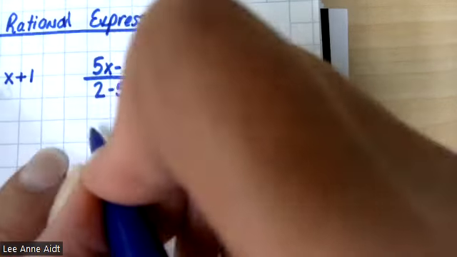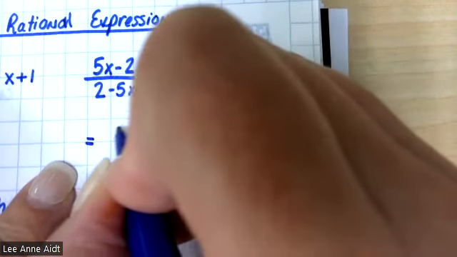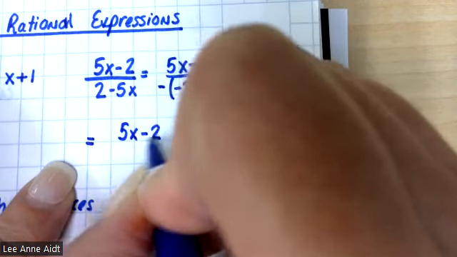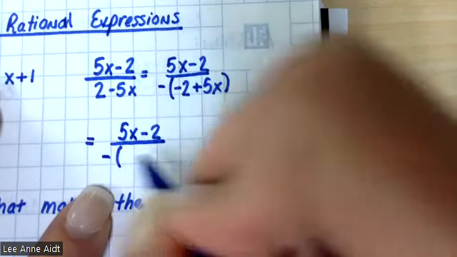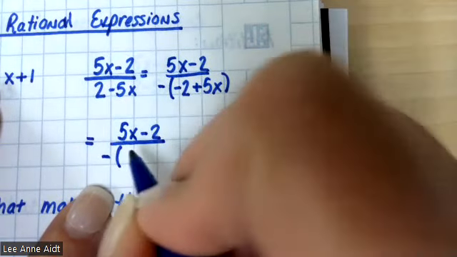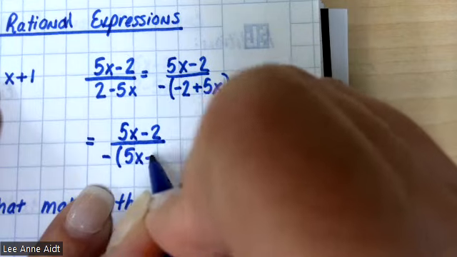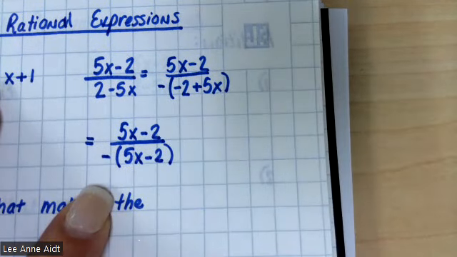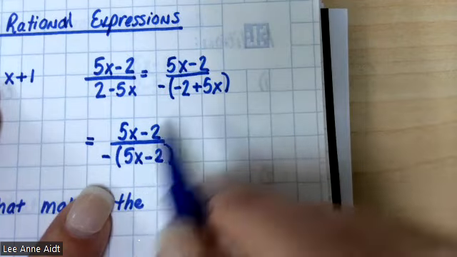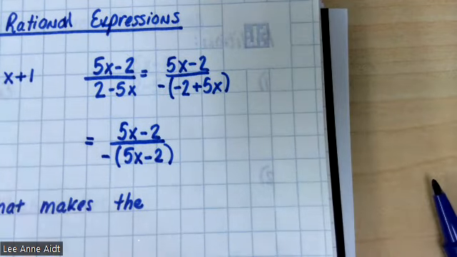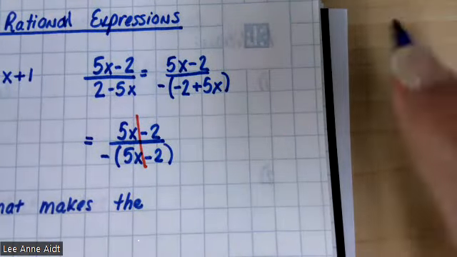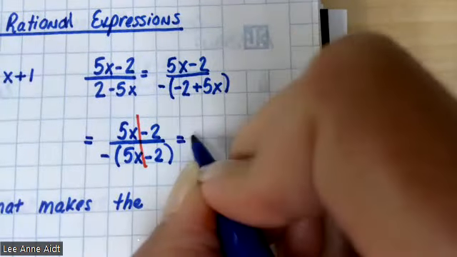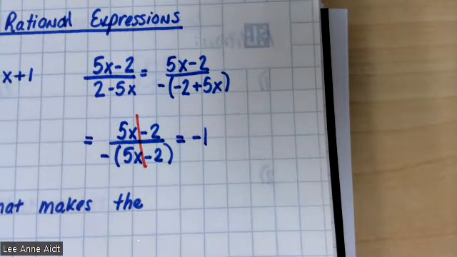Okay, now I'm going to leave the top 5x minus 2. And I'm going to leave the negative out here. And then I'm going to switch the order of these two and put the positive 5x in the front and the -2 behind it. So I went positive 5x minus 2. Do you see what I did? Giant 1 equals -1.